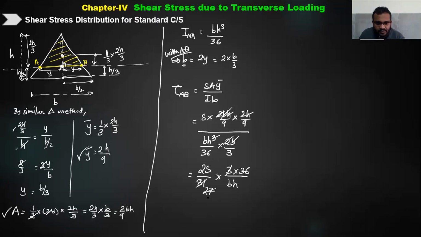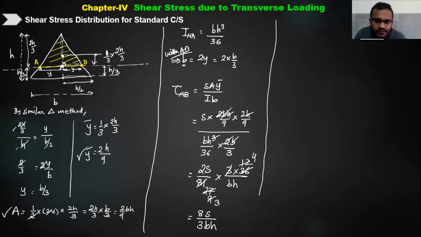Dividing by 3, 3 9s are 27, 3 12s are 36, 3 3s are 9, 3 4s are 12. Right? So how much? 4S by 3bh. Correct me if I am going wrong somewhere. Yes sir, it is correct. Okay, good. So we have calculated something out of this.